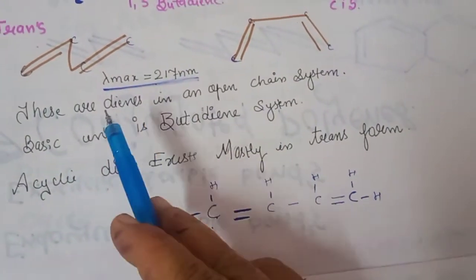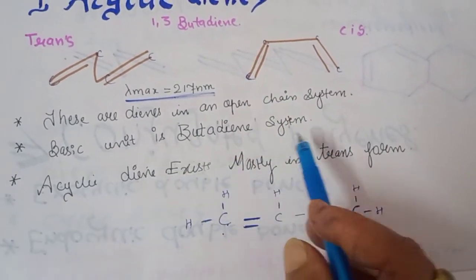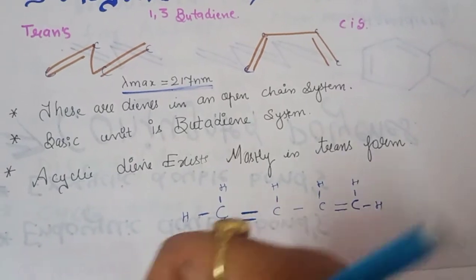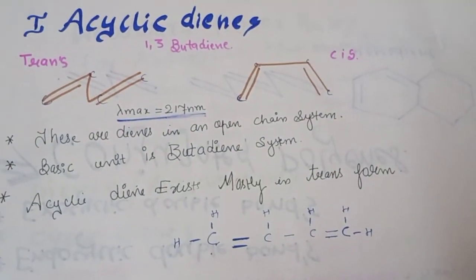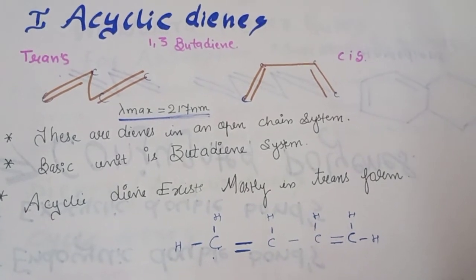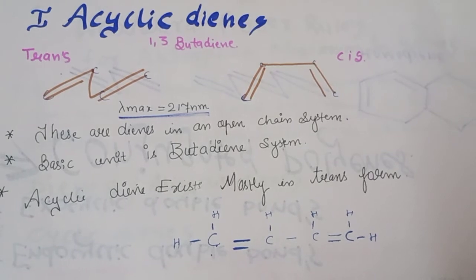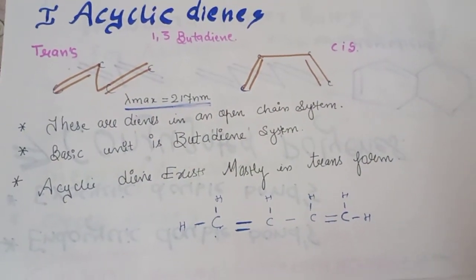So these are the dienes in open chain systems. The basic unit is our butadiene system. Acyclic dienes exist mostly in the trans form. When we study the examples for these Woodward-Fisher rules, most of the acyclic dienes exist in the trans form. So the basic value for the trans is 270 nanometer. This you have to remember.